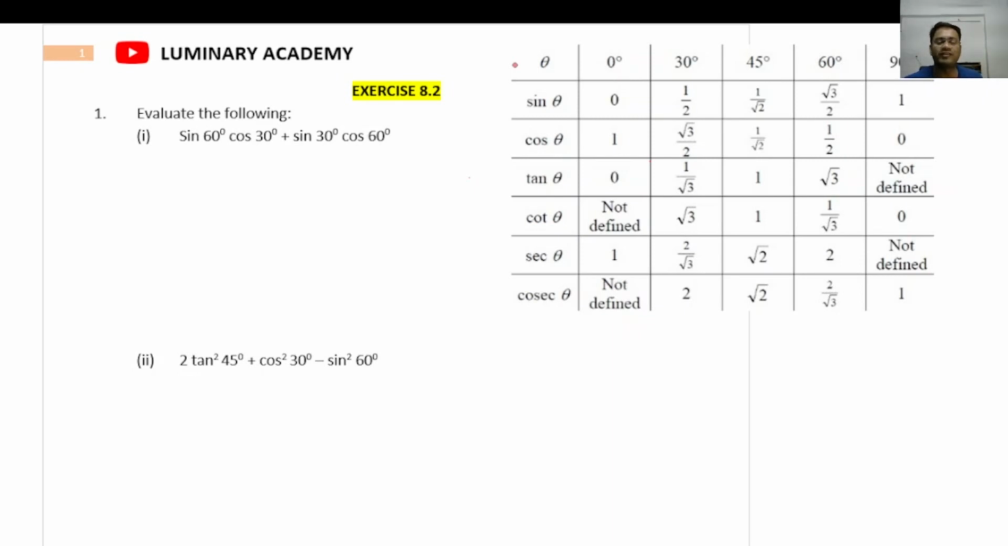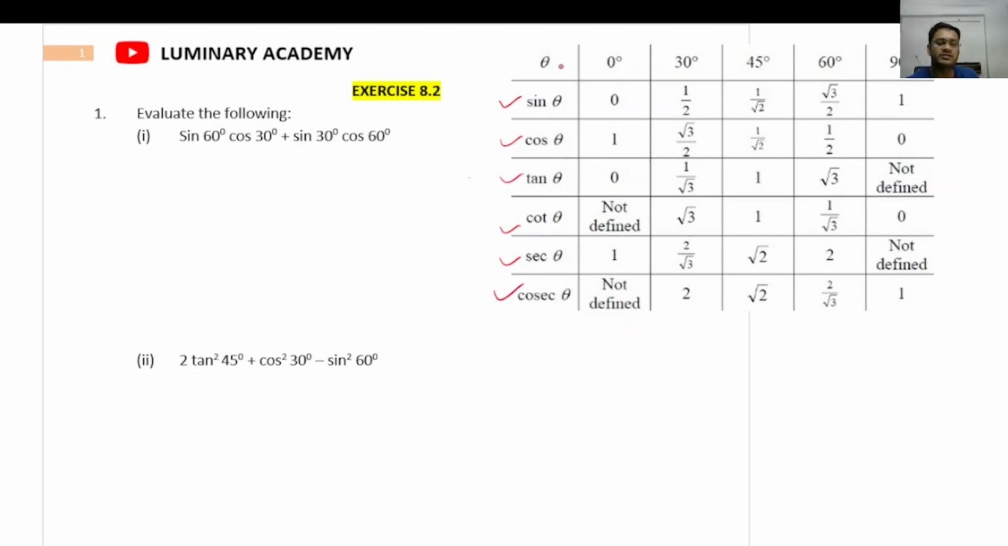In this video I'll be solving class 10 chapter number 8 exercise 8.2. But before going through the questions, I would like to say that in this type of questions you need to learn this table. This is called the trigonometric table. These are the trigonometric ratios: sine, cos, tan, cot, sec and cosec.